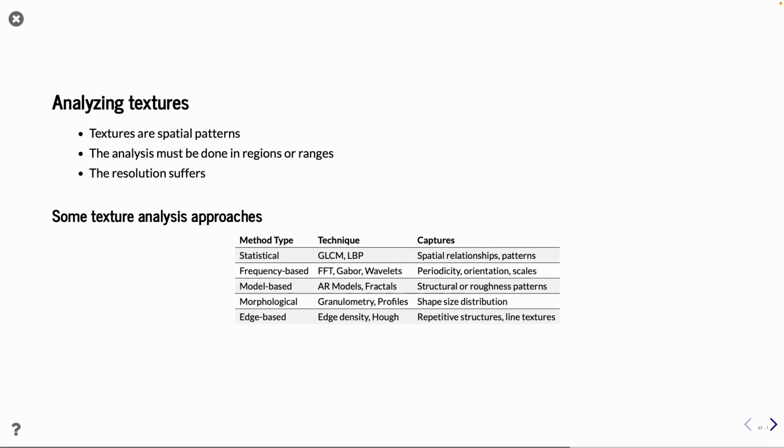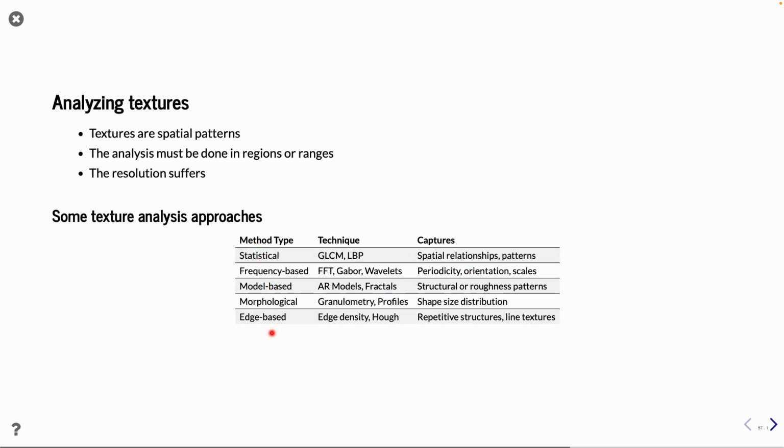And what we want to do is to try to characterize these patterns in some way. And the technical name we're talking about is textures, and that's the spatial pattern. To analyze these, we need to work in regions. We can't just take a single pixel, because it doesn't tell you anything about the pattern locally. And if you do that in regions, you also, of course, suffer in resolution. You can't be that high resolving when you look at these textures.